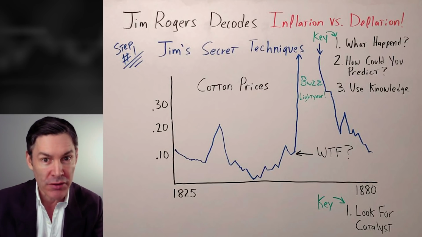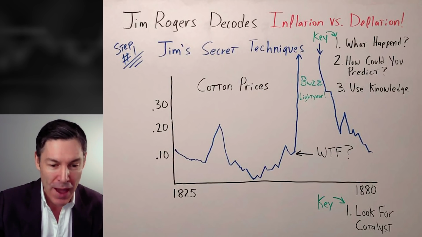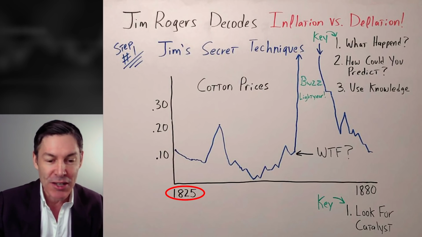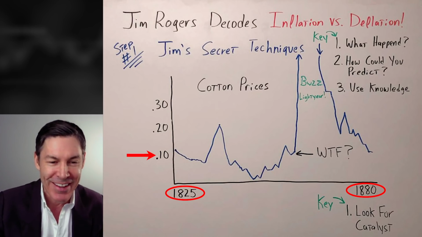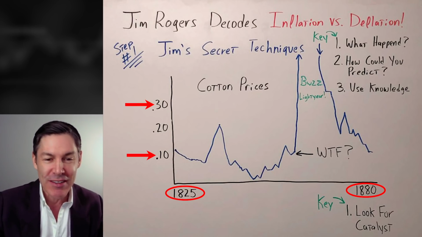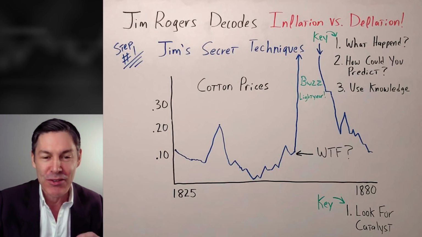And it starts with a chart of cotton going all the way back to 1825 to 1880. On the left-hand side, we go from a whopping 10 cents up to 30 cents. Editor, throw up this chart. This is one of the coolest charts I have ever seen. I almost wanted to make it a screensaver for my cell phone.